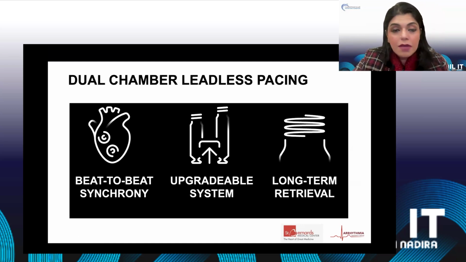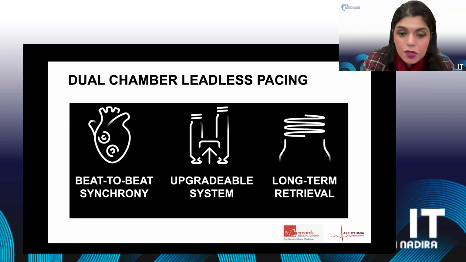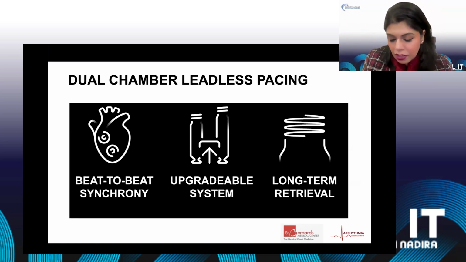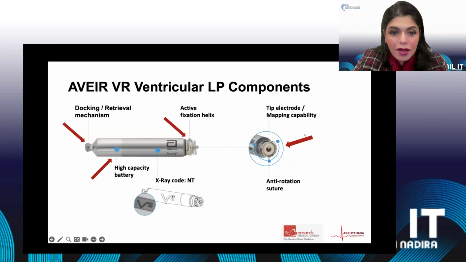Now, the Micra system, because it's a tines-based system, was not designed to be retrieved. Many of us will retrieve a Micra device most of the time, but sometimes it's not quite easily retrievable, whereas the Aveir platform was designed to be retrieved because it is a helix-based system. That was the difference: it has this active fixation helix with a very high capacity battery.